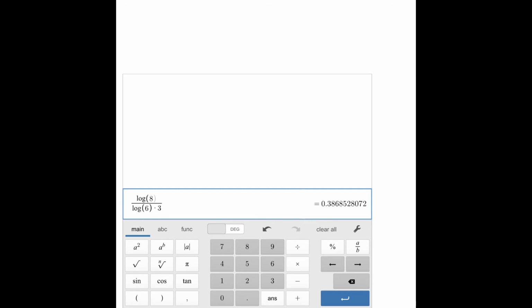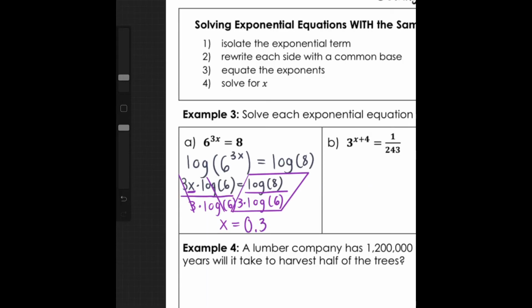And when we plug that in, we're going to get approximately 0.39. And here I'm just explaining that if you plug 0.39 back into the original equation, so 3 times 0.39 and put 6 to that power, you should get approximately 8, and that's a good way to check your work to make sure you did it correctly.